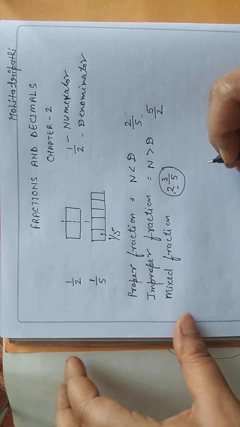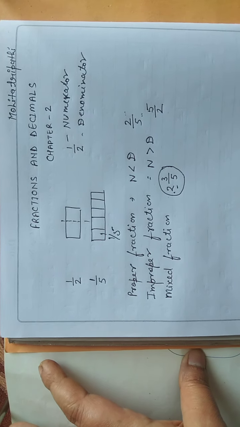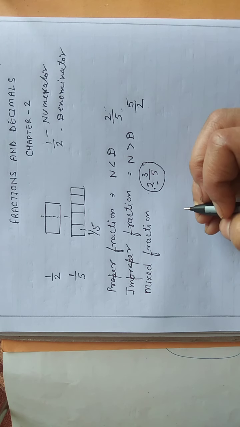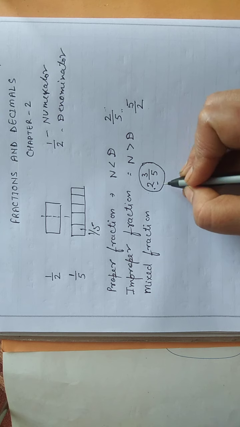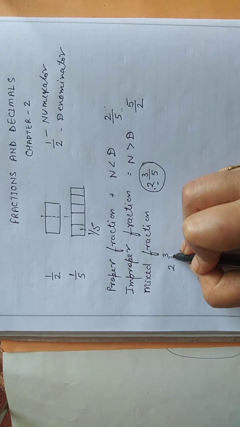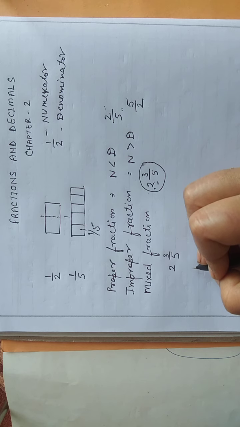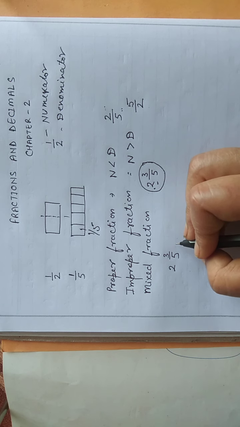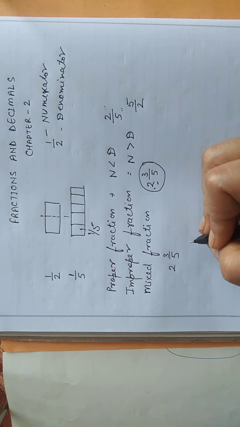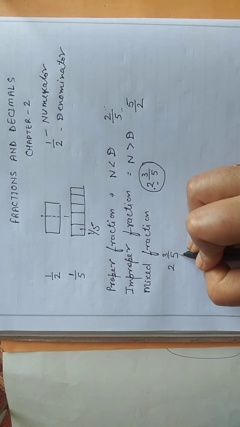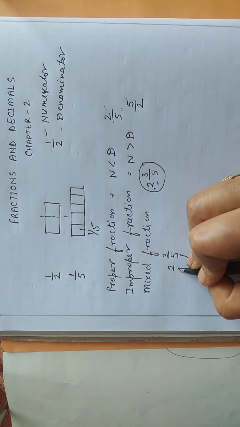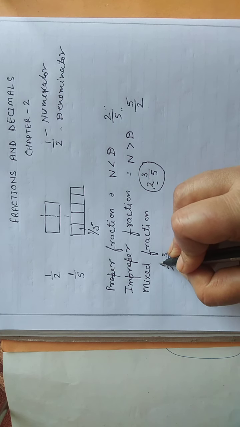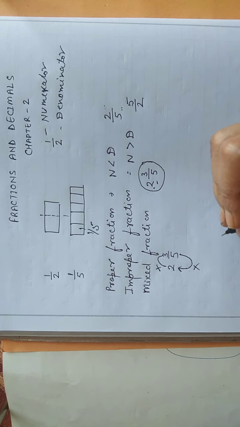Now the next topic is conversion. Conversion of the mixed fraction into the improper one. For example, this is given to you: 2 whole 3/5. Now we have to convert it. How do we convert it? The step for conversion is, first of all, we multiply the denominator with 2. Then whatever result we get, we add the numerator to it.